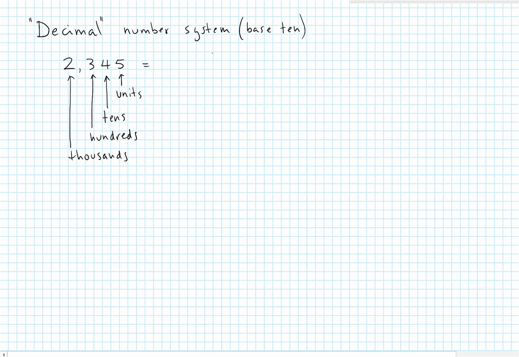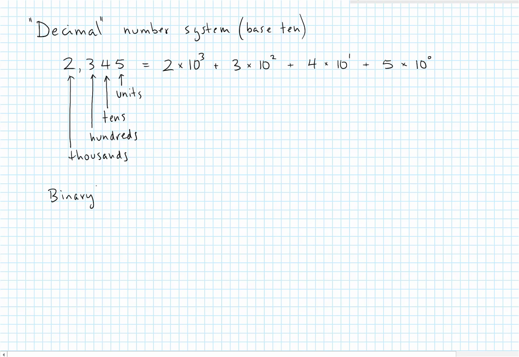So we can write 2,345 as a sum of multiples of powers of 10. So 2 times 10 to the power 3, which is 2,000, plus 3 times 10 to the power 2, which is 300, plus 4 times 10 to the power of 1, which is 40, plus 5 times 10 to the power of 0, or 5. So we get 2,345. Now, we only use base 10 because we happen to have 10 fingers.